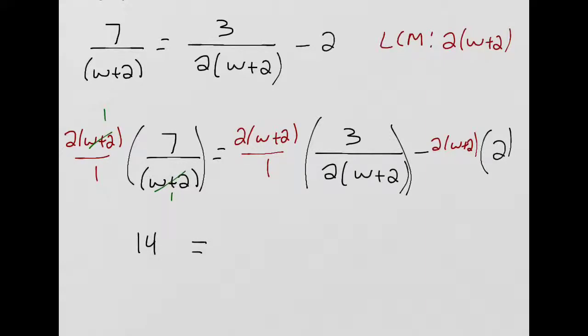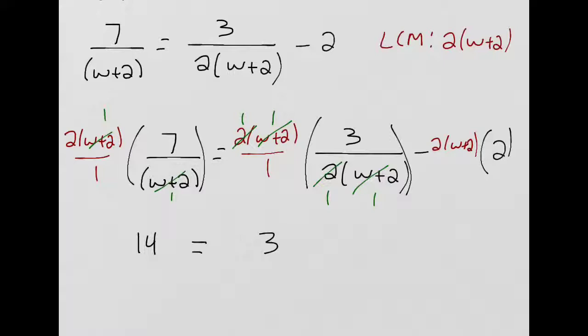When I look on the other side, I can divide top and bottom this time by 2 times w plus 2. So when I do that, I get 1s, and if I multiply what's left, I get 1 times 3 on top, which is 3. On the bottom, I just have 1 times 1 times 1, which is 1, so I don't even need to write it.